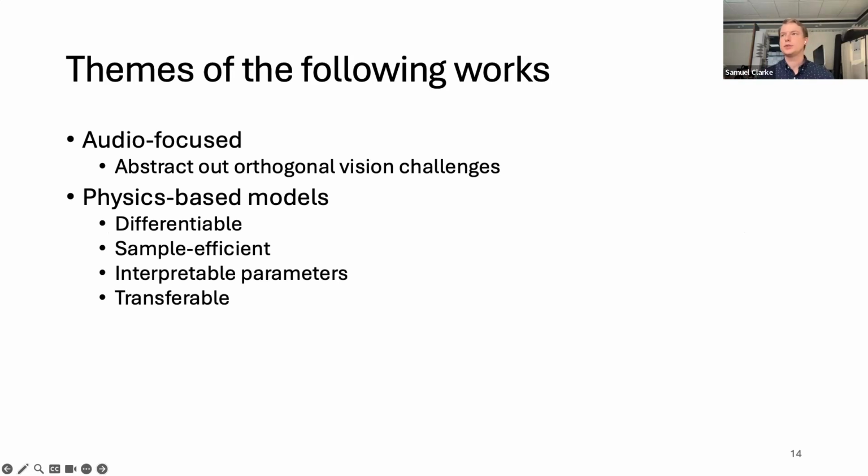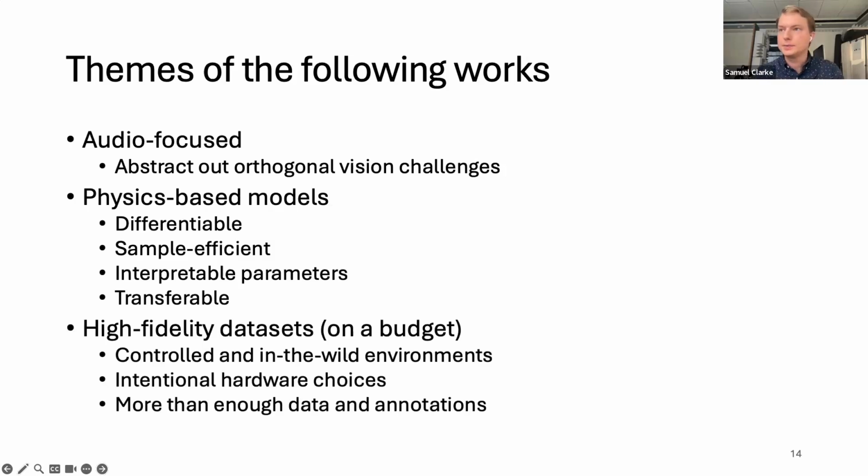We also try to use physics-based models and physics-based model biases in each of our projects. These physics-based models are often differentiable, and because of that model bias, they're very sample efficient, and they often give us interpretable parameters which we can transfer to other tasks.